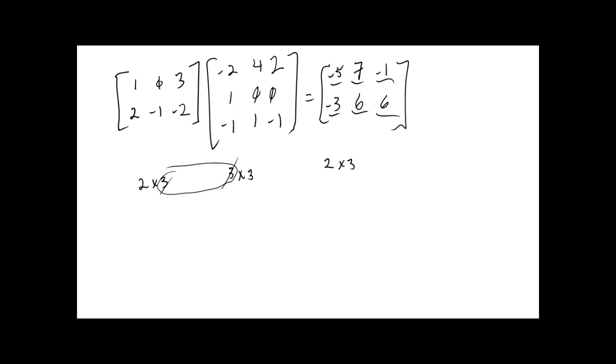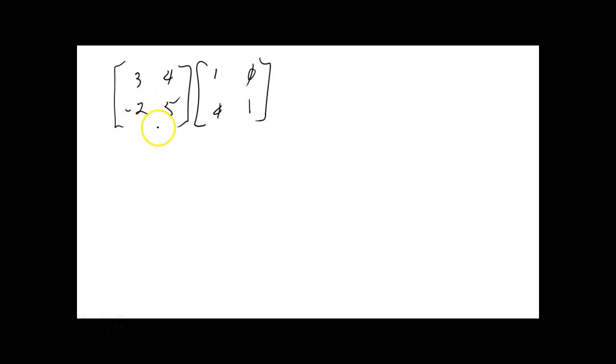Okay. Let's go to the B one. Since I'm not sure I have enough room here, let's go to a clean slide and let's do B. B is even smaller, and I think you'll find it pretty interesting. 3, 4, negative 2, 5, multiplied by 1, 0, 0, 1. All right. Now, first, can you even do it? Let's see. This is a 2 by 2, multiplied by a 2 by 2.